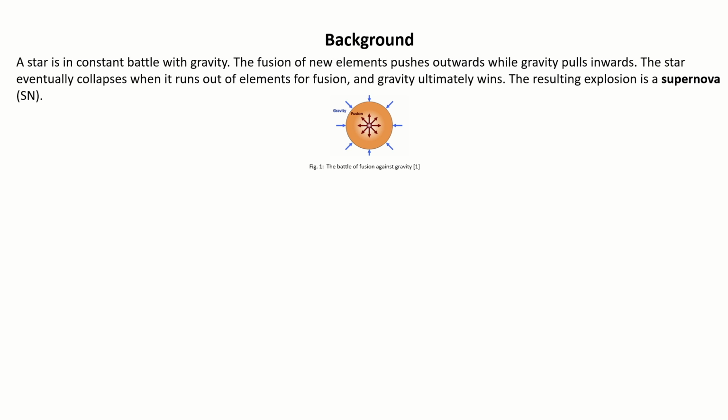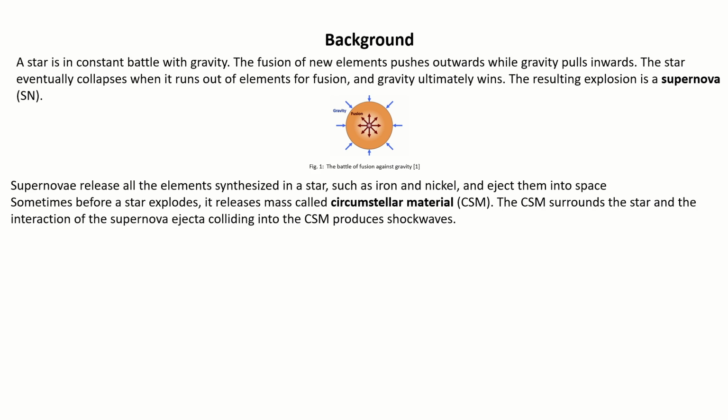After the star collapses, it rebounds and ejects the elements it synthesized, which are now called ejecta, and this resulting explosion is called a supernova. Also, before a star dies, it often releases mass called circumstellar material, which I'll call CSM from now on. The CSM mainly consists of hydrogen gas and it sits around a star. So the supernova ejecta will collide with the CSM and produce shockwaves.